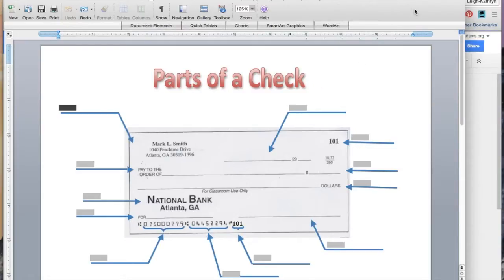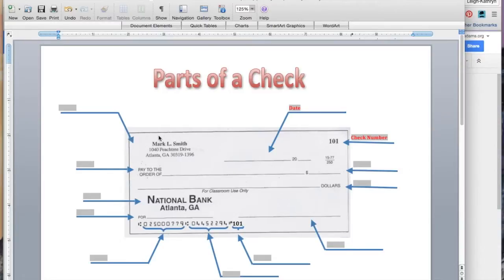Okay, so we're looking at parts of a check. We'll do this in the logical order that one would fill out a check. So typically people will start here. What would we put here? Yeah, we're going to put the date here. So that's our date line. Do you know what this is? That's our check number. This is check number 101.